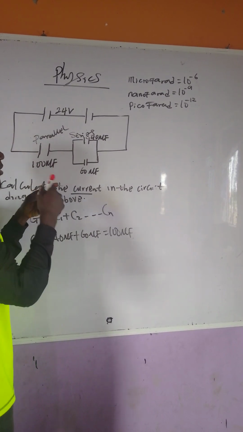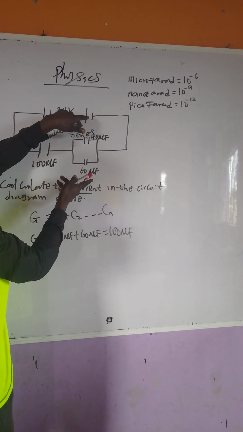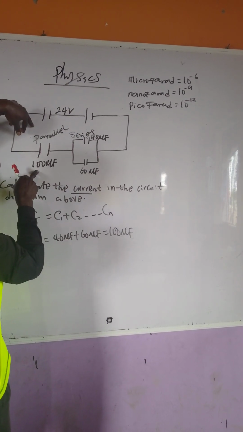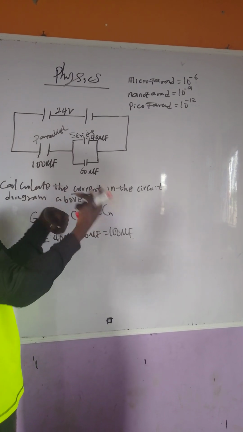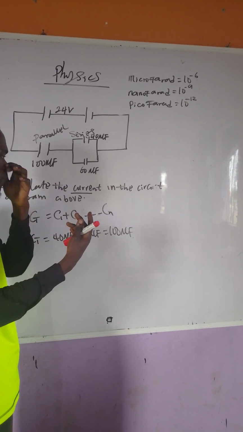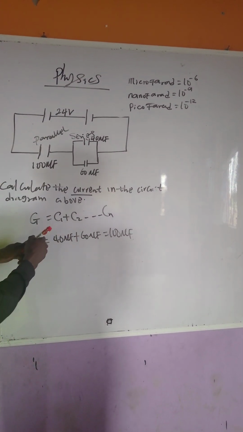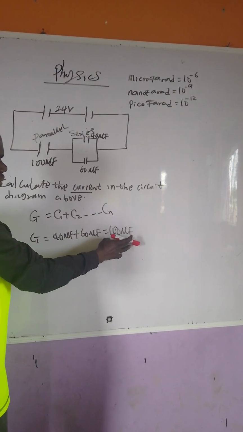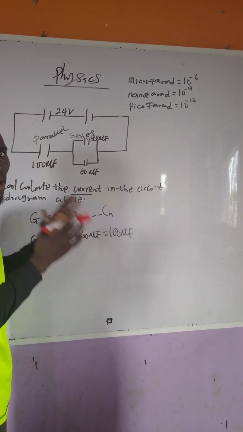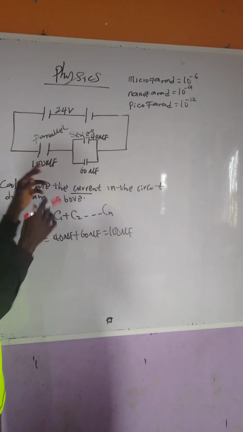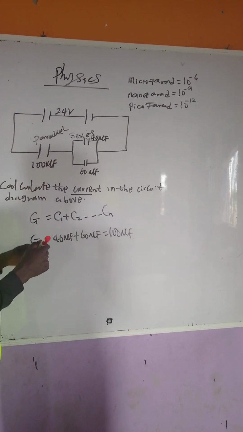Now, when you solve for this, it will become parallel like this, which means your answer is going to be solved as a series. So let's try to do that now. After we've solved for this one, we got 100, which means this has changed to a series connection. It has become like this. So let's apply the formula for series now.